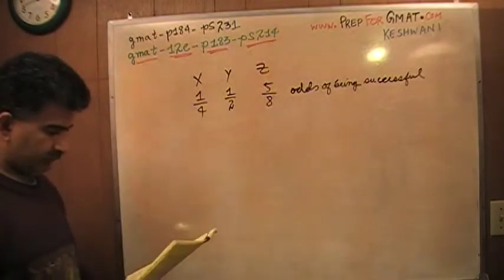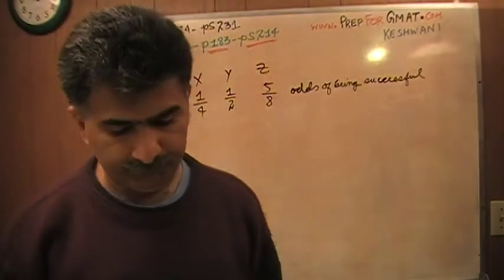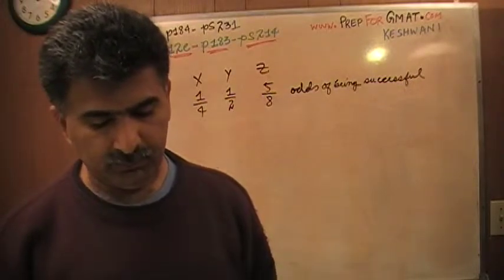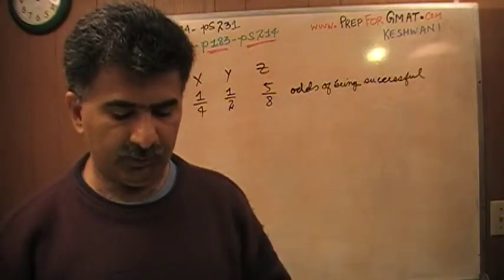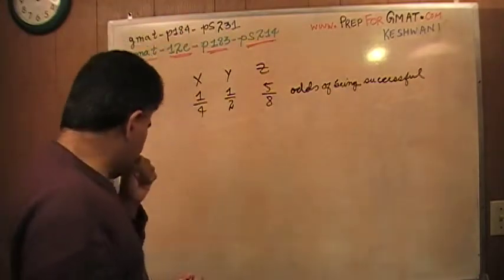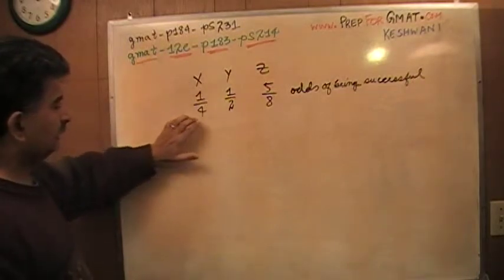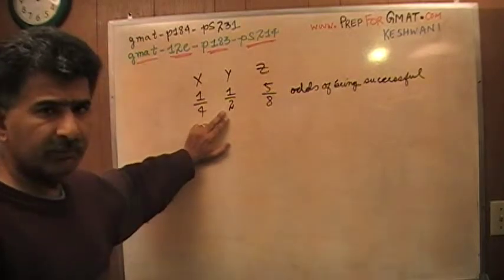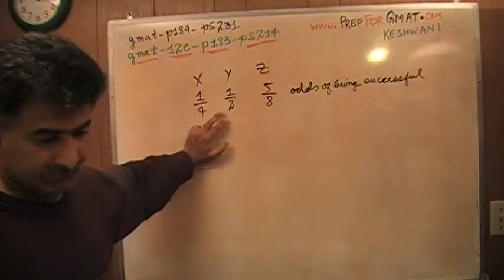The question simply is, what are the odds that Xavier and Ivan, X and Y, but not Zelda, solve the problem? So they're looking for what are the odds that X and Y will be able to solve the problem, but not Z. Well, very simple, very straightforward. The odds that X can solve the problem is 1/4. The odds that Y can solve the problem is 1/2.